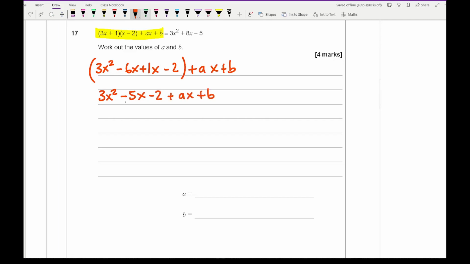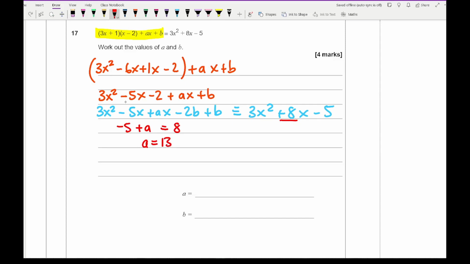Now what I'm going to do is collate the coefficients of x. So I get 3x squared minus 5x plus ax minus 2 plus b. Now if I then bring back the right hand side of 3x squared minus 8x plus 5, comparing the x's, I get that minus 5 plus a must equal positive 8, and working that out, I get a equals 13.